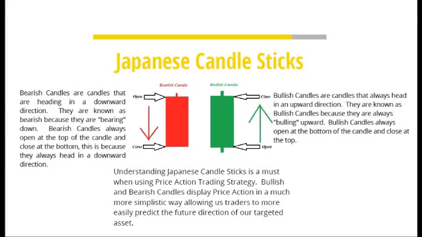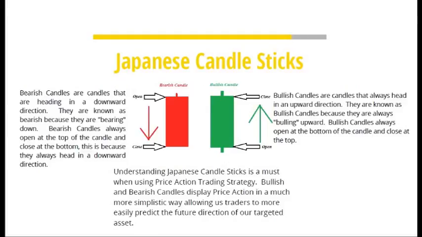Bullish candles, on the other hand, are always heading in an upward direction. They are known as bullish candles because they are always bulling upward. Bullish candles always open at the bottom of the candle and close at the top. That's because the price is going up, so the price should be higher because it's a bullish candle, so it's going to close at the top.